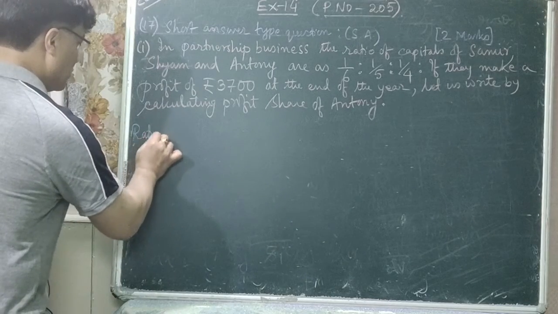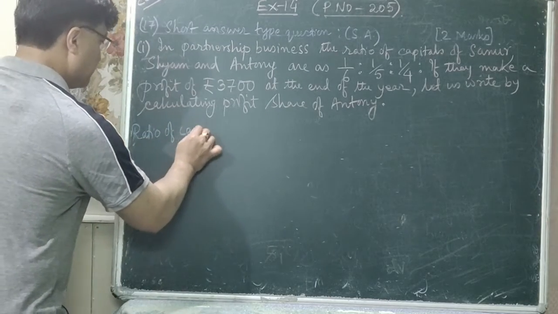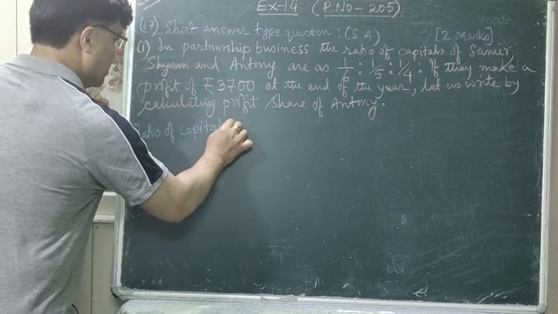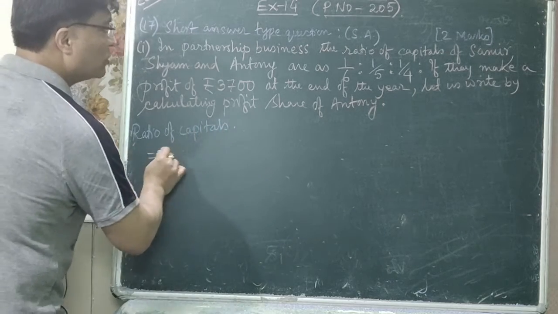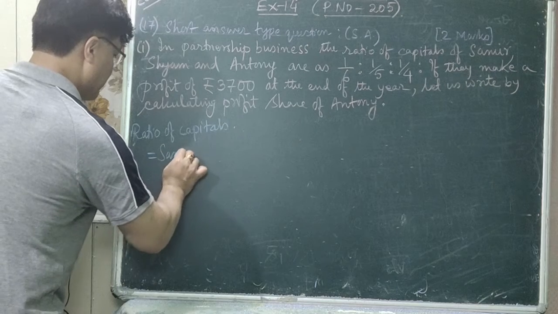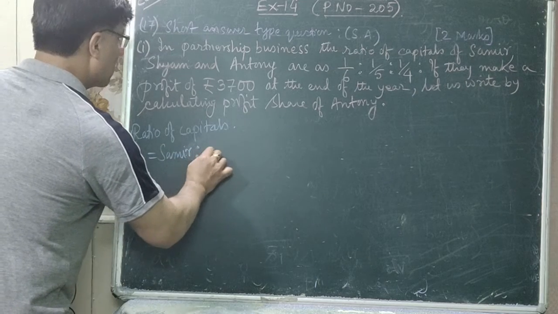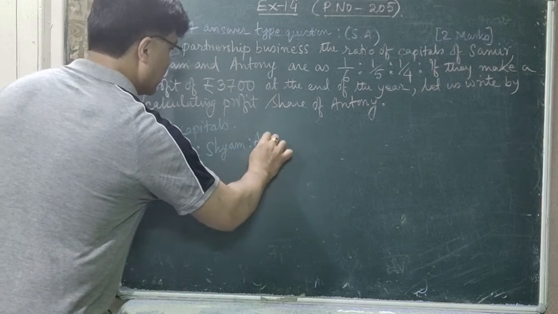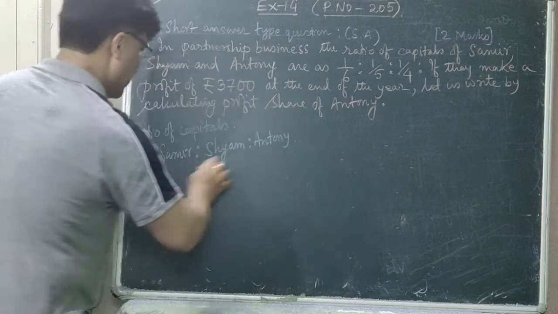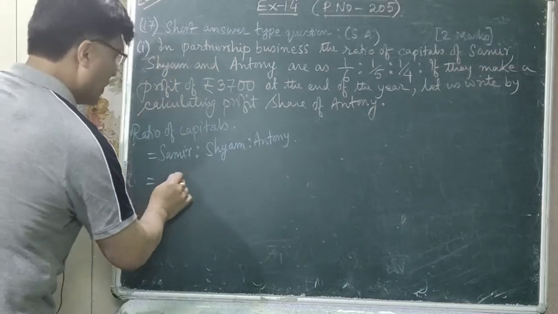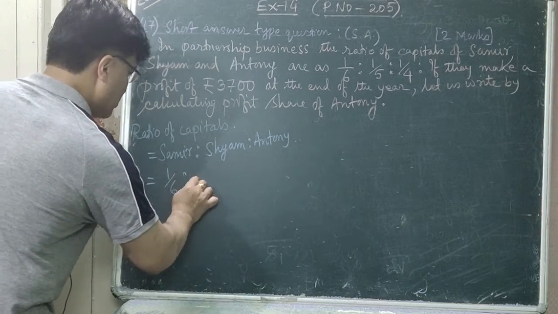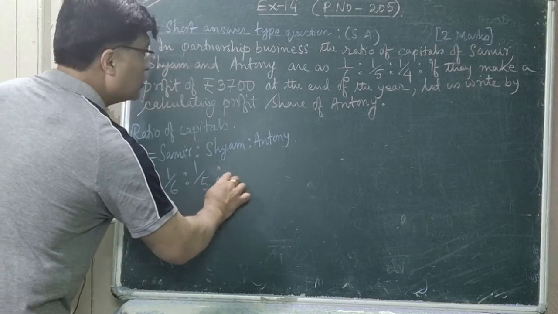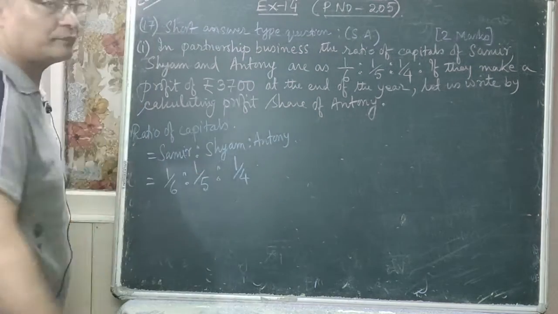So now let us find out the ratio of capitals in terms of whole numbers. Ratio of capitals is equal to Samir is to Sam is to Anthony, right? So Samir 1/6 is to 1/5 is to 1/4.